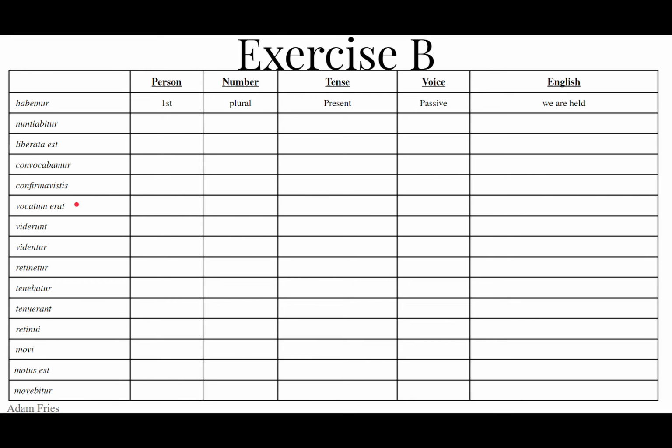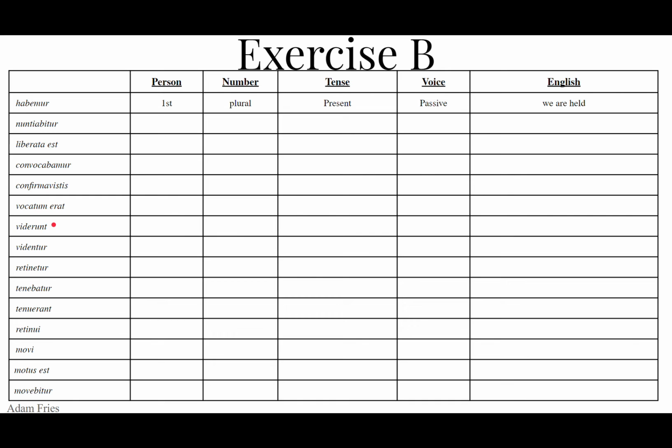Vocatum erat. So we have the third person singular erat. Normally by itself, this would be the imperfect of sum. Eram, eras, erat, eramus, eratis, erant. But here it's a helping verb, helping out the participle, the fourth principal part of voco, vocare, vocavi, vocatus. So it's vocatum, neuter gender. So third person singular, it has to be it, and the tense is pluperfect, had been, passive, called. Third person singular, pluperfect passive, it had been called.